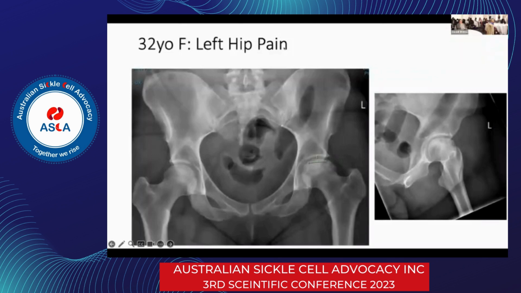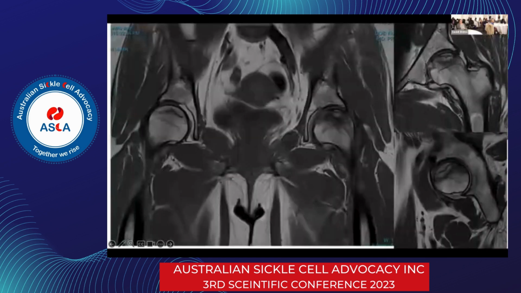Another example here of a 32-year-old female. You might see some lines through the femoral neck and head. They're core drilling lines, so they're sort of scarring from where we've drilled through the top of the femur to try and salvage that area and decompress that area of AVN.